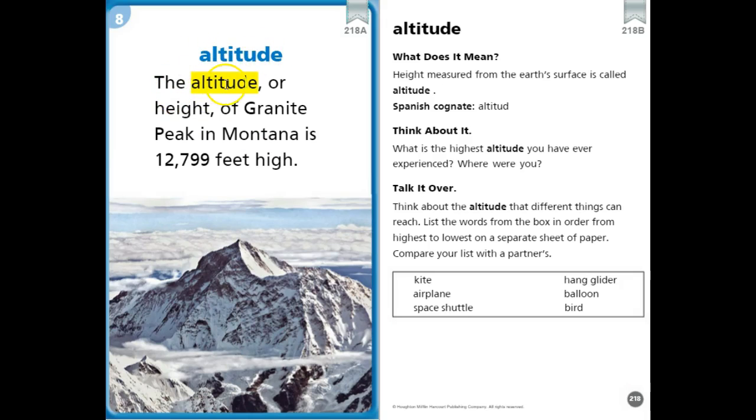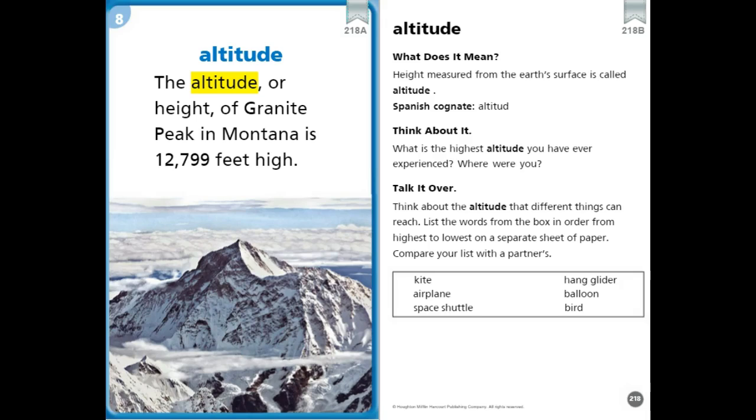Altitude. The altitude or height of Granite Peak in Montana is 12,799 feet high. Height measured from the Earth's surface is called altitude. What's the highest altitude you've ever experienced? Where were you?